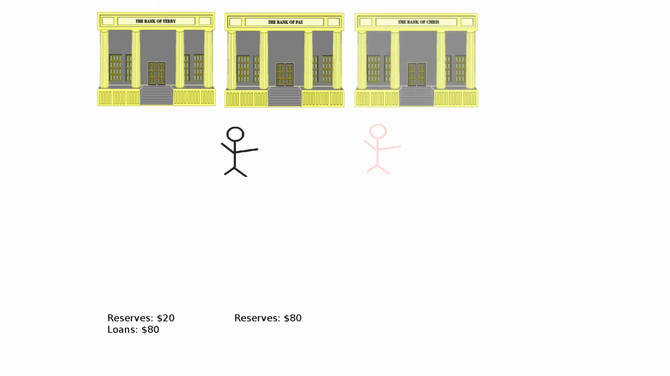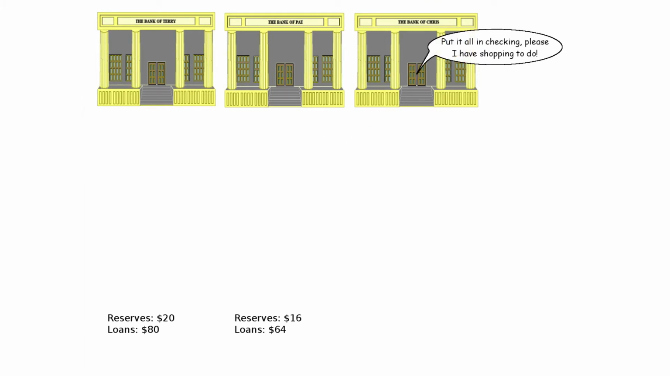Along comes yet another student of macroeconomics, and they go into the Bank of Pat and say, I need a loan. The Bank of Pat has to keep 20% of the $80 deposit, so they'll lend out $64 and keep $16 in reserves. That student takes the $64 over to the Bank of Chris, puts it all in checking, and goes off with their debit card to spend it.